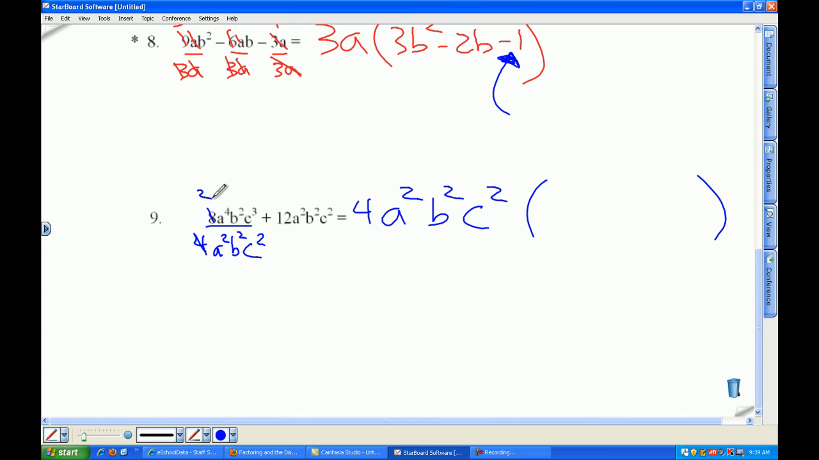4 A's on top divided by 2 A's on the bottom. That's going to leave you with A squared. The B's cancel. And 3 C's on top, 2 on the bottom. That'll leave you with 1 C. So 2 A squared C.